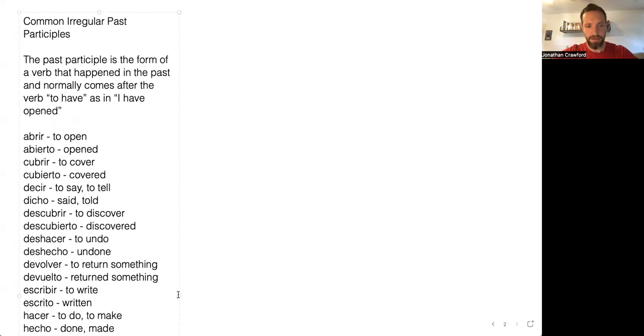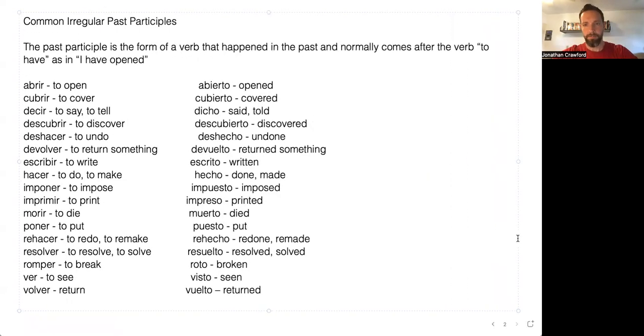So here are some common irregular past participles in Spanish. A lot of them happen to be IR verbs. Abrir, cubrir, turns into abierto. So opened: I have opened, he abierto. Or cubrir, hemos cubierto, we have covered. Decir goes to dicho. Devolver, devuelto. Escribir, escrito.